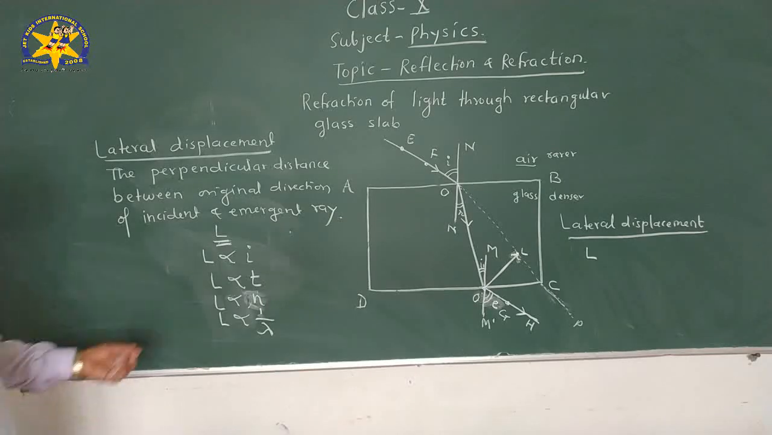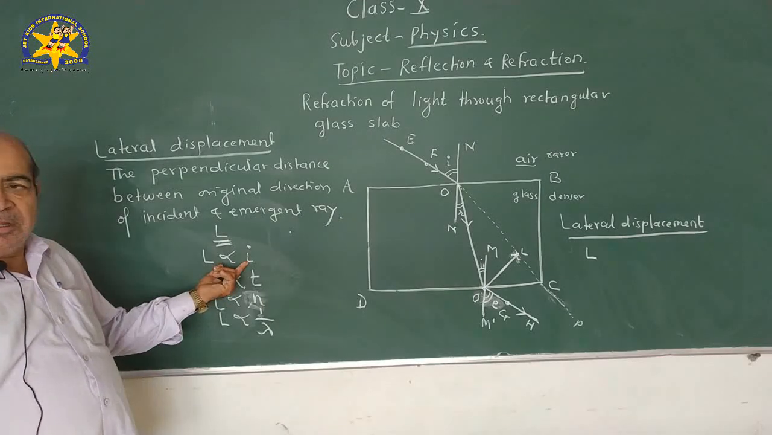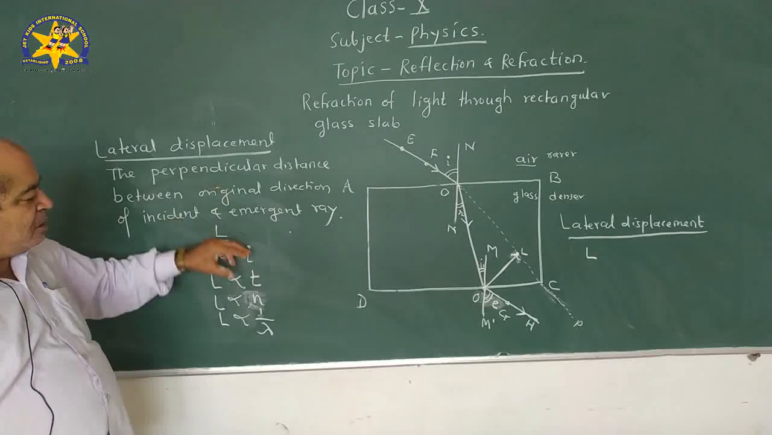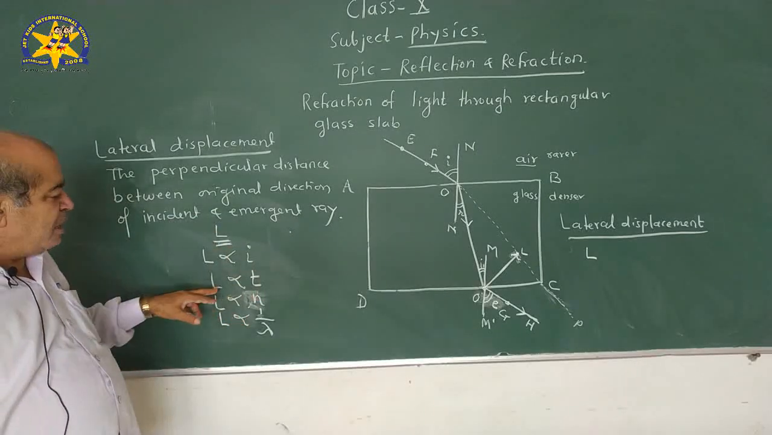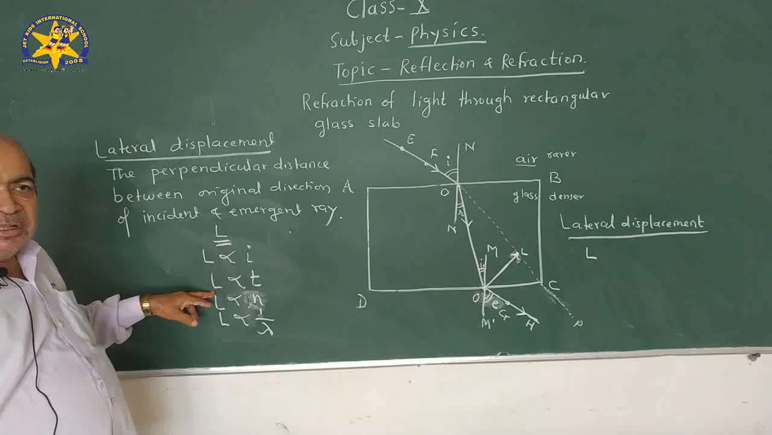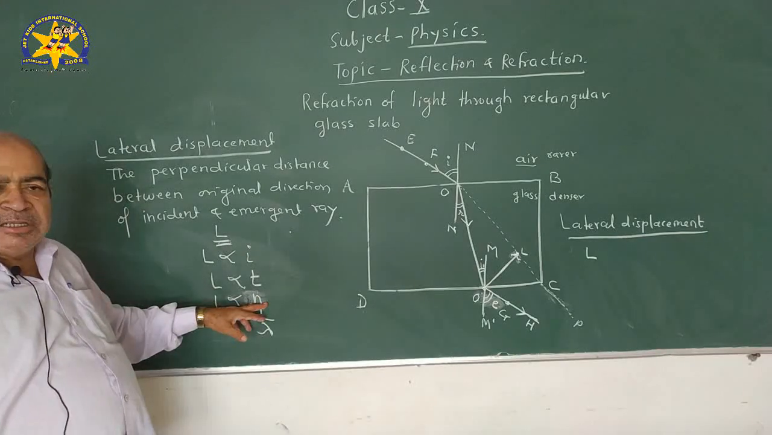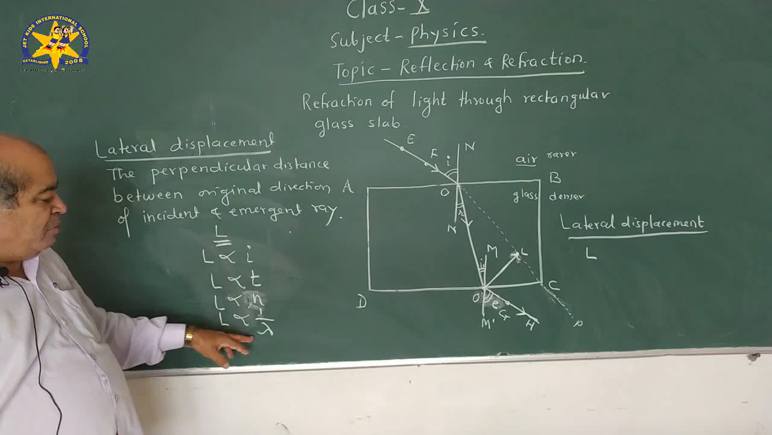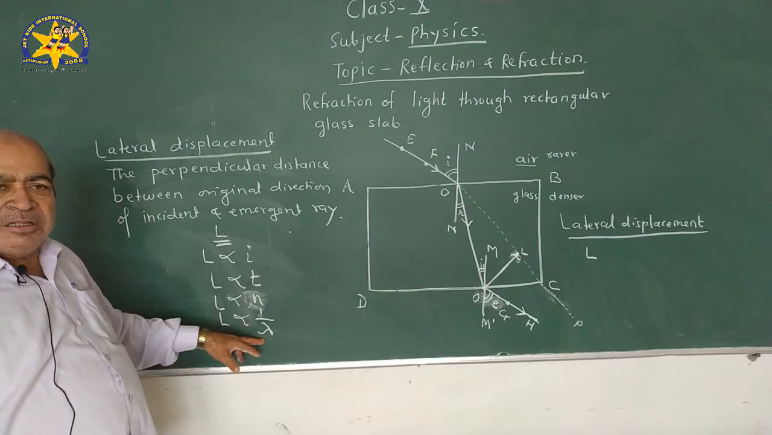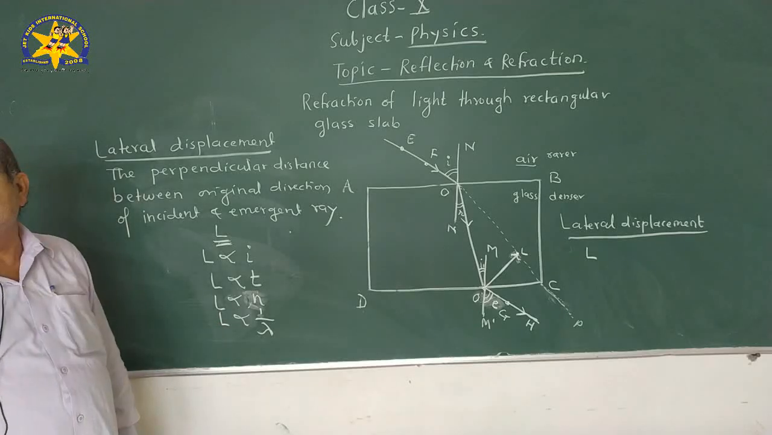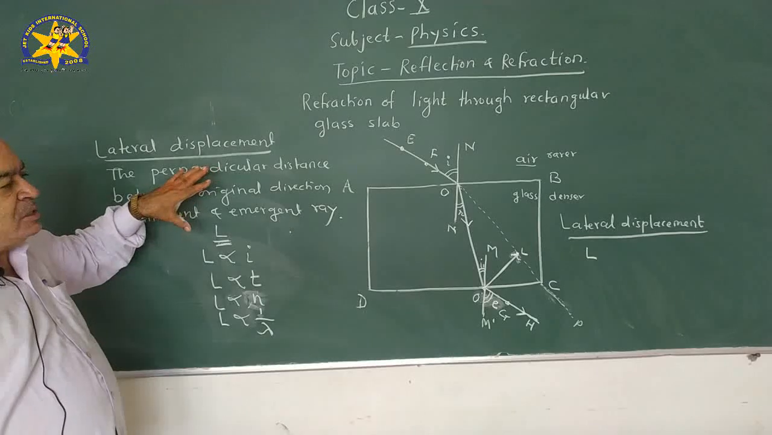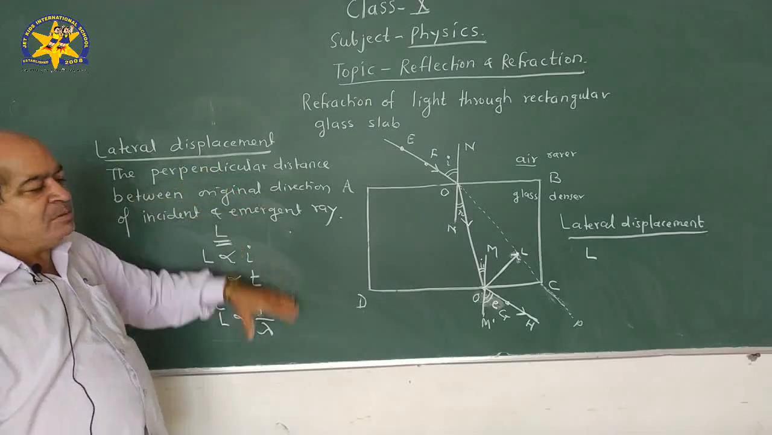Means if the angle of incidence is large, lateral displacement is large. If the thickness of the slab is large, lateral displacement is large. If the refractive index is large, lateral displacement is large. And if the wavelength of light is large, then the lateral displacement is small. So this is one point: what is meant by lateral displacement.